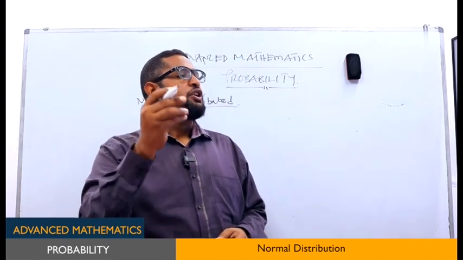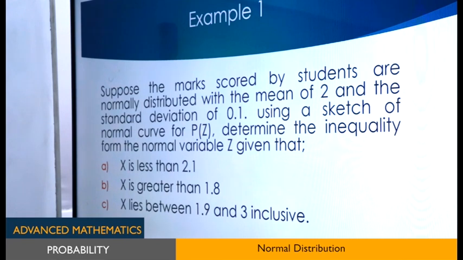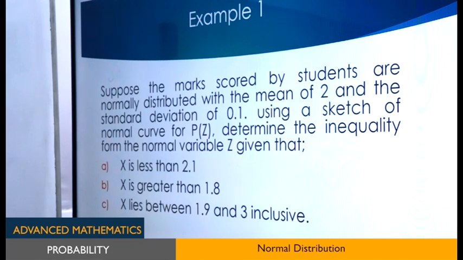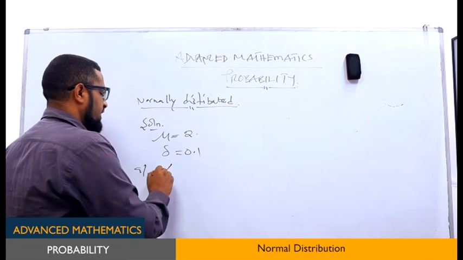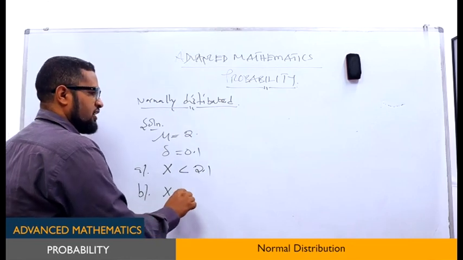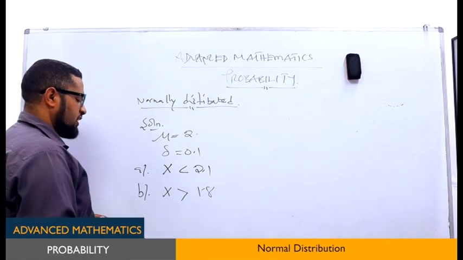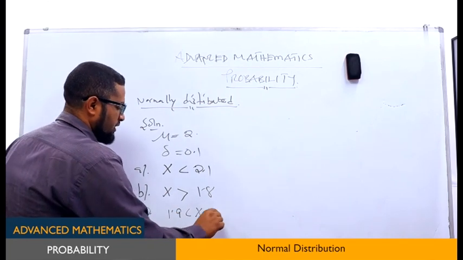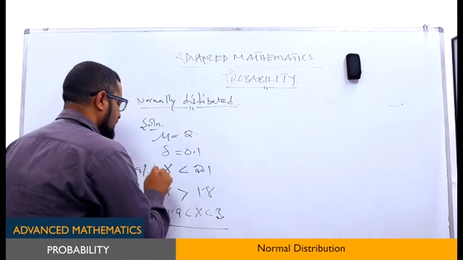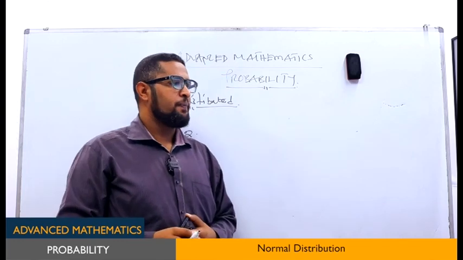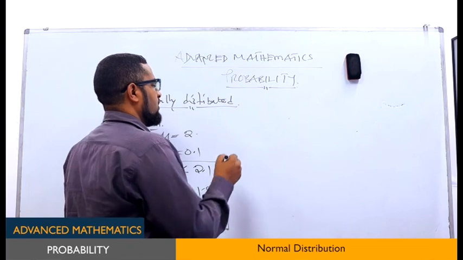Our question is, using a sketch of the normal curve for the probability of z, remember z is the standard z score, determine the inequality from the normal variable z given that. Here we have 3 different questions. Part A, when x is less than 2.1. Part B, when x is greater than 1.8. And part C, when x lies between 1.9 and 3. So these are the given variables. Now, how do we determine the inequality for this standard mark? First of all, you need to recall the formula.